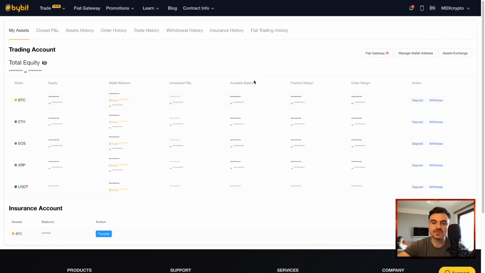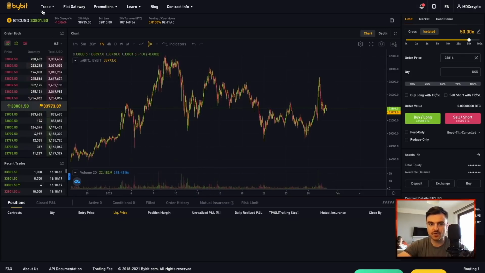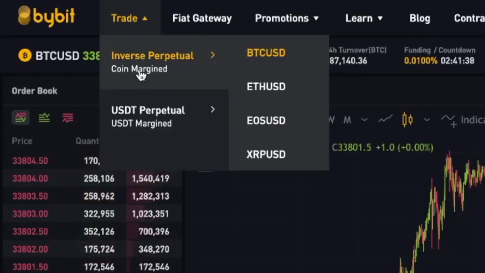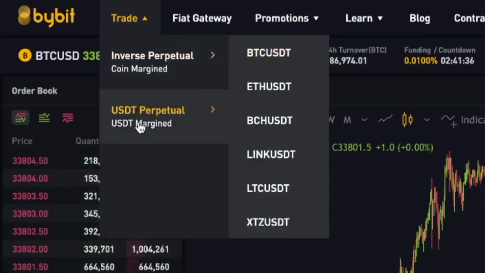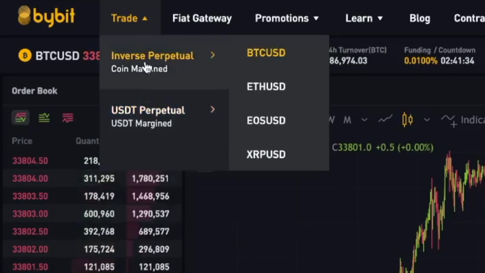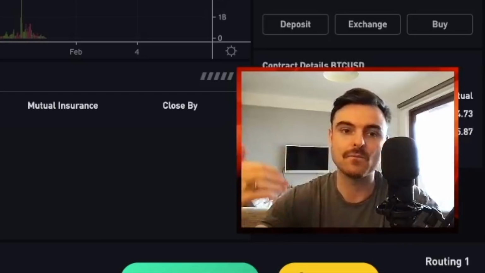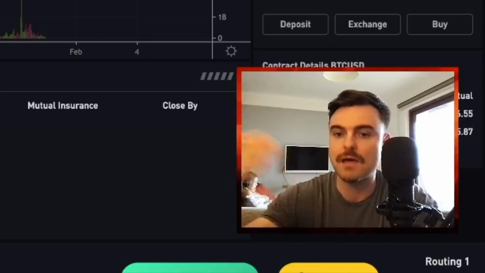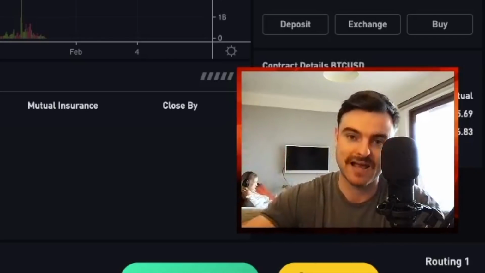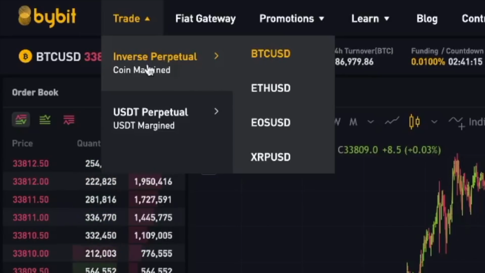So let's go actually on to the trading platform. So there are two types of trading on Bybit. Okay, let me just make this really simple. So inverse perpetual swaps, and you can also do USD perpetual swaps. With inverse perpetual, it means you trade Bitcoin and you get paid out in more Bitcoin. You can also trade Ethereum, EOS, and XRP. So what you do is you deposit Bitcoin into the exchange. When you place a trade, whatever you make in profit and loss actually comes into your account in Bitcoin. So if you trade an inverse perpetual swap with Bitcoin, you get paid out in Bitcoin.